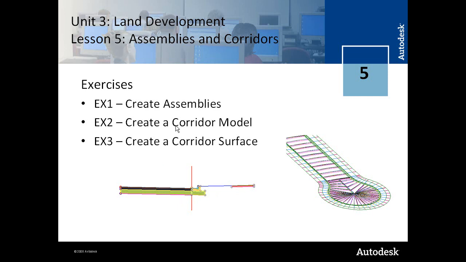In Exercise 2, you learn how to create a corridor model for a cul-de-sac, or a road with a cul-de-sac in a subdivision. And in Exercise 3, you learn how to create a corridor surface, which can be used to model perhaps the finished design, top of asphalt layer, or the datum, or the top of subgrade layer, each having their own unique purpose.